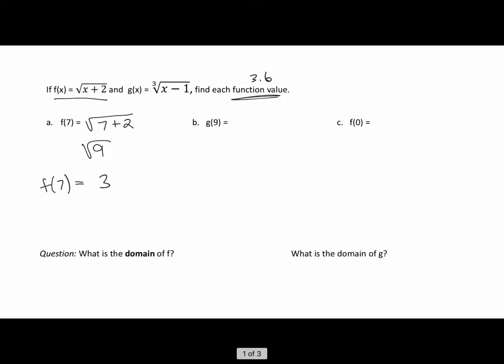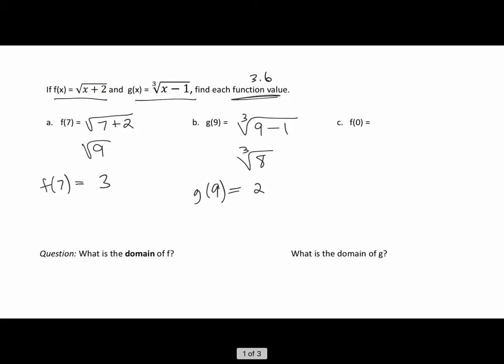For b, I want to find g of 9, so I'm going to use the g of x function, the cubed root of x minus 1. And x is 9 here, so 9 minus 1 is 8. And the cubed root of 8 is 2, we found from the previous video there. So g of 9 equals 2.